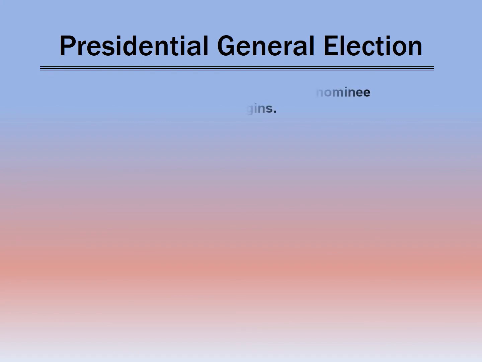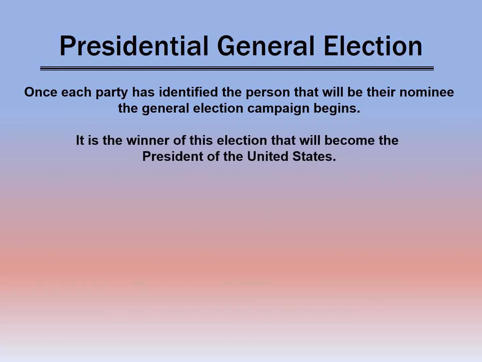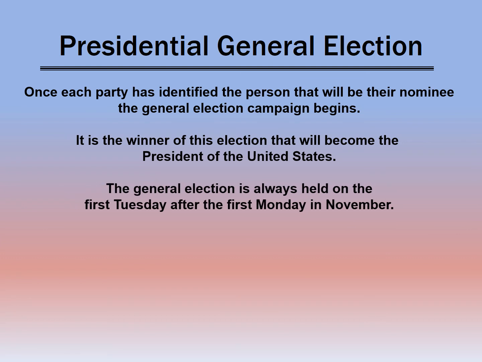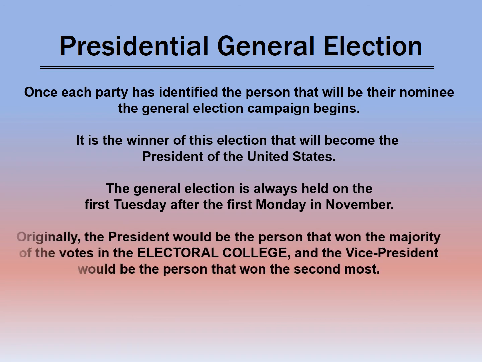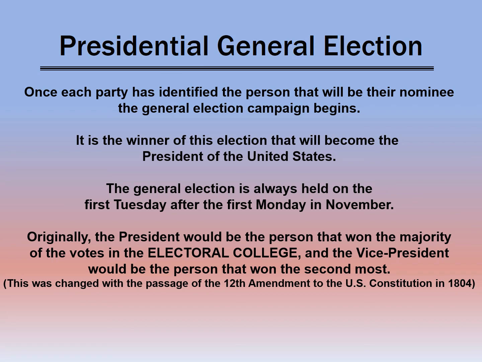So the presidential general election, here you go. Once each party has identified the person that will be their nominee, the general election campaign begins. It is the winner of this election that becomes the president. The general election is always held on the first Tuesday after the first Monday in November. And originally, the president would be the person that won the majority of the votes in the Electoral College, and the vice president would be the person that won the second most votes in the Electoral College. That has changed. This change was made with the 12th Amendment in 1804.